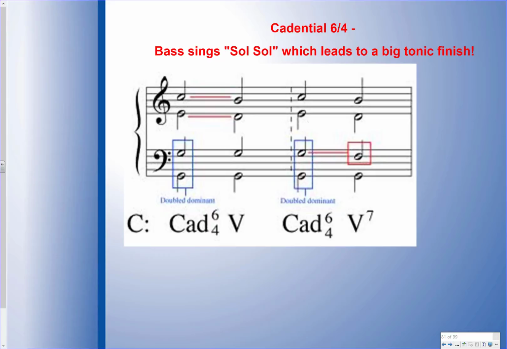The cadential 6/4, the 5th is in the bass, and the 5th must be doubled. See the double dominant right there? Why is that a double dominant? Because G is dominant in the key of C. And that's where we get sol from.